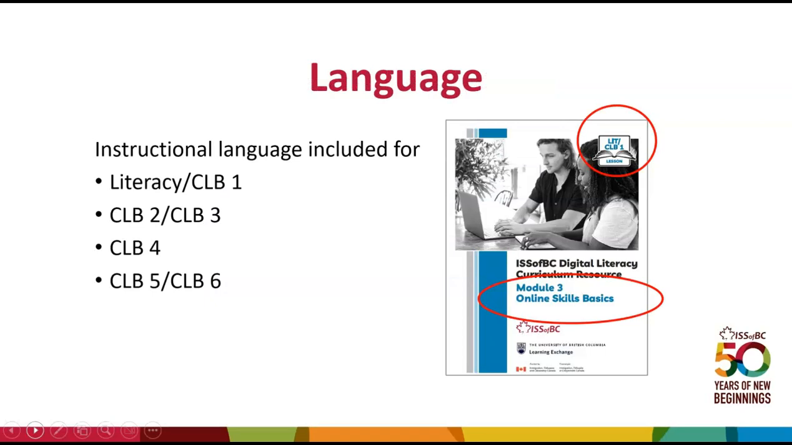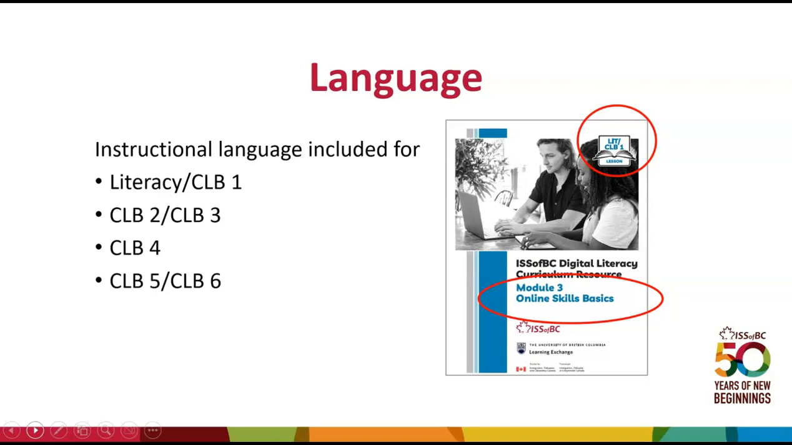You will see that the lessons for each module are written to be accessible for learners operating at English levels ranging from literacy to Canadian Language Benchmarks, CLB, level 6. As some of you know, CLBs are a national framework used to describe a person's English language skills in listening, speaking, reading, and writing. In the DLCR, suggested instructional language is included in the lessons to assist the instructor with teaching digital concepts at the appropriate level.